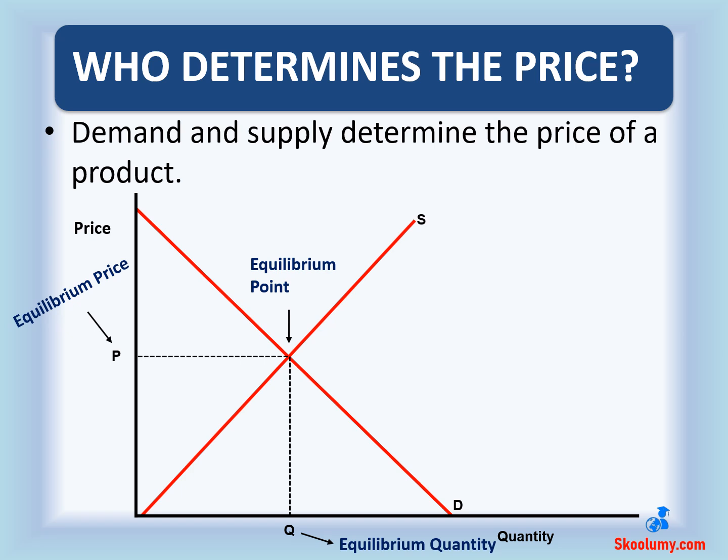The equilibrium price is also known as the market clearing price because the seller can sell every unit he has at that price and the buyer can buy all the goods he wants at that price. This means that there is no surplus or shortage at equilibrium.